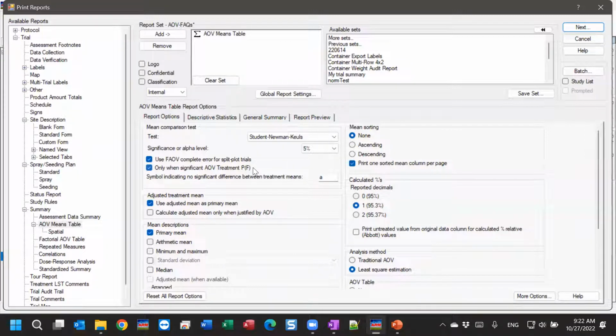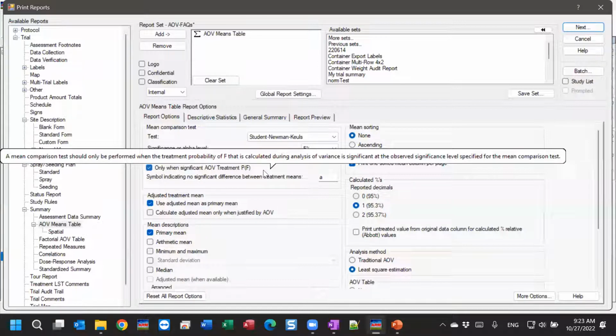If you get to that point and your p-value is not significant, then the ANOVA is saying, I can't really find any differences. I don't think there's any differences here. So the theory is, if ANOVA doesn't think there's any differences, what would be the point of running a mean comparison test? We already think there's no differences, so what would be the purpose of running a mean comparison test to see what differences there are? We don't even think there is any in the first place. So when this option is on, that's really what's happening.